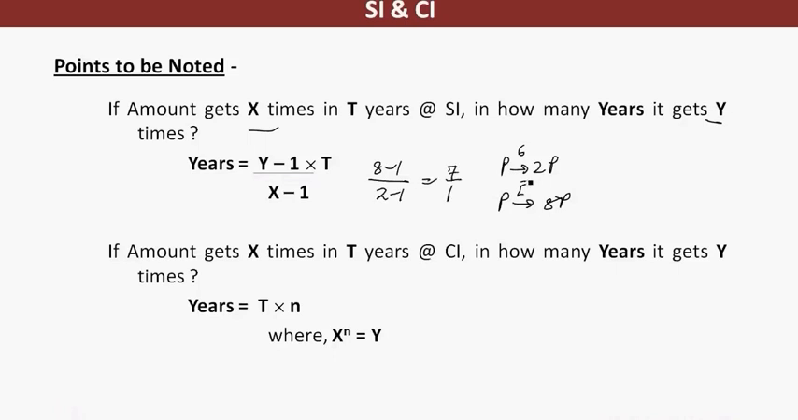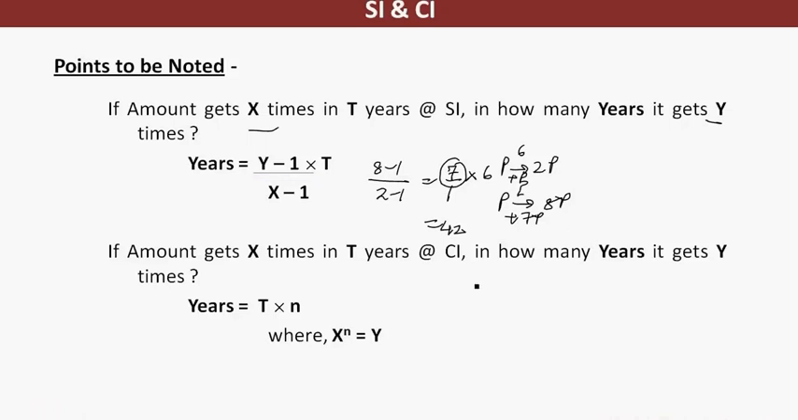I am negating the principal and I am only looking at the interest. This is 7, this is 1. So this is plus P, this is plus 7P. So I need 7 times. The time will be multiplied with 7. The initial time frame will be multiplied by 7 to give me my answer.